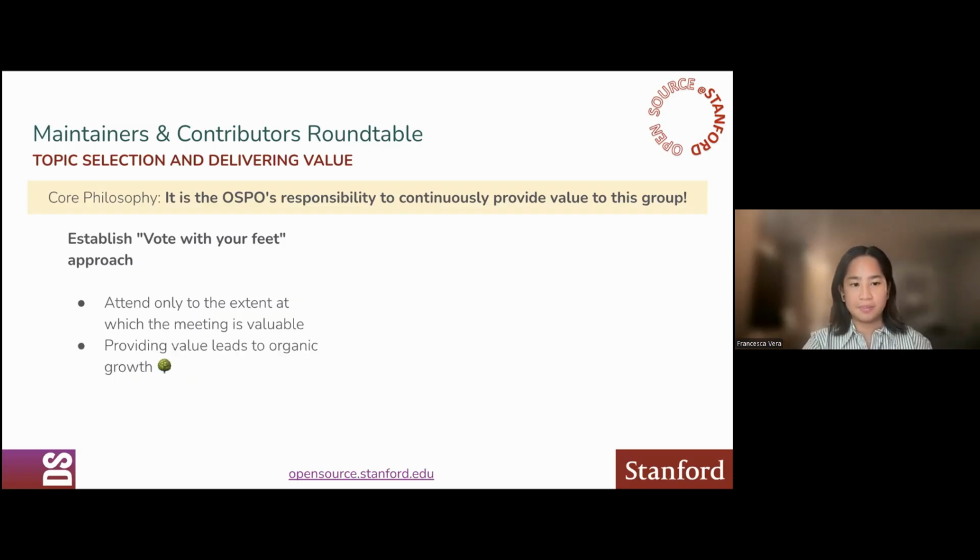We also found that providing value leads to organic growth, and that organic growth in this university landscape is highly effective. And so where we have one person join us at an initial meeting, they will then tell maybe 3 of their lab members to come at the next meeting, and then that person knows someone from their department also working on an open source project to come to our meeting. And so providing value leads to organic growth.